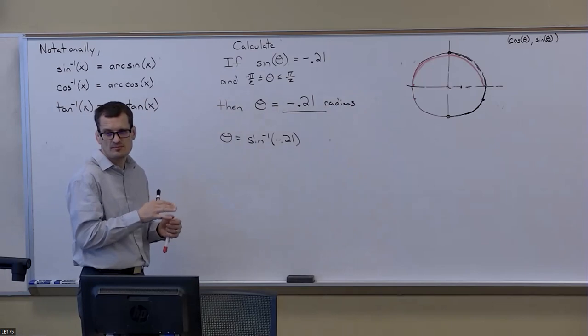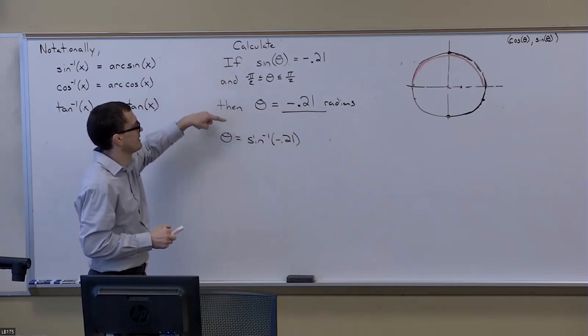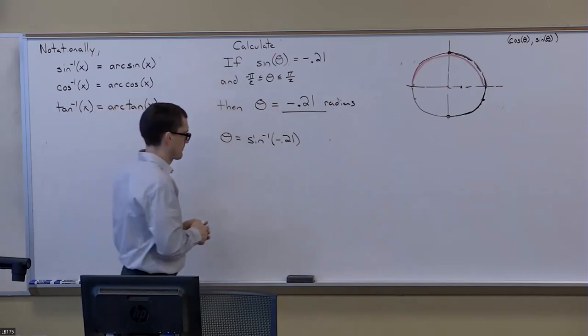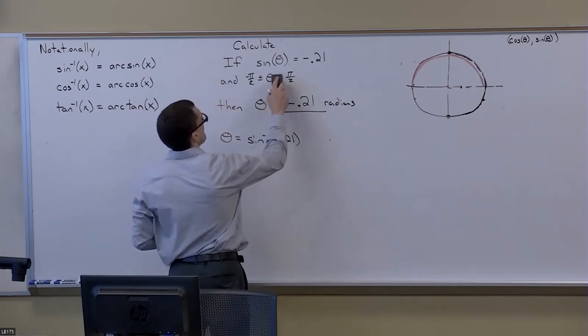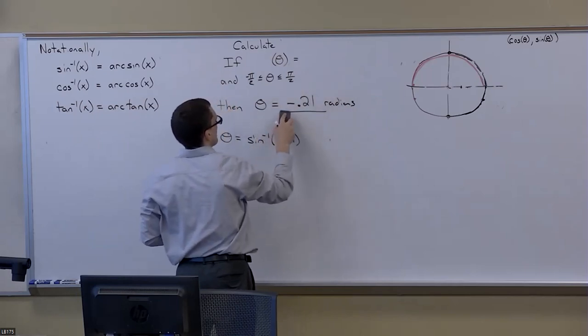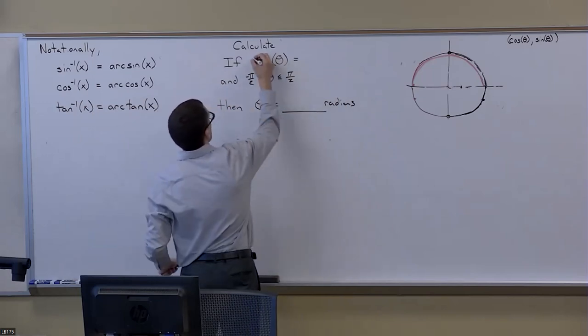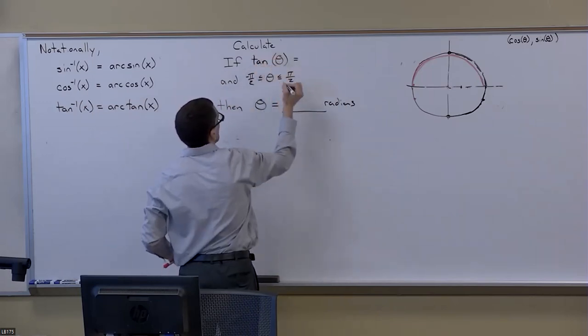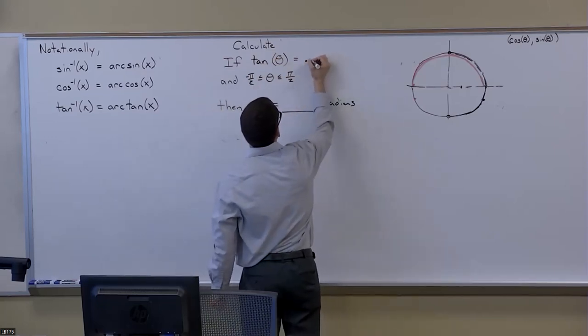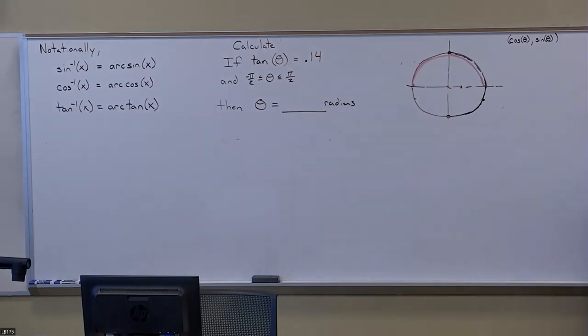Does this make sense? So we can solve trig equations like that. Let's do another one. Let's do tangent. If tangent of theta is equal to 0.14, and my angle has to be between negative pi over 2 and positive pi over 2, what's the angle?